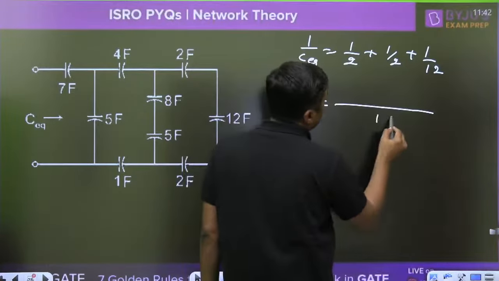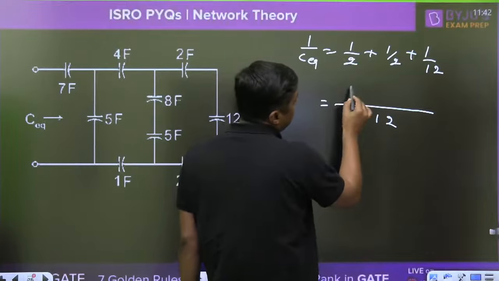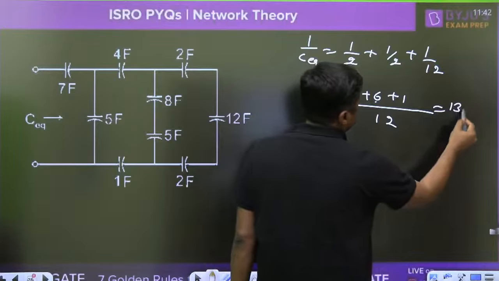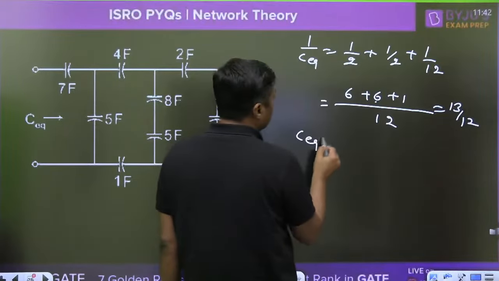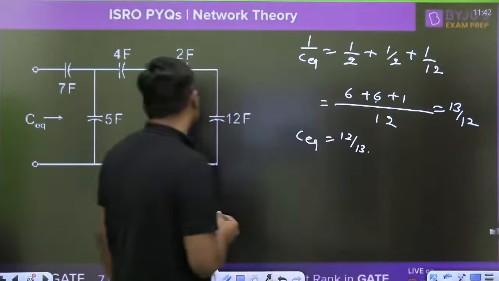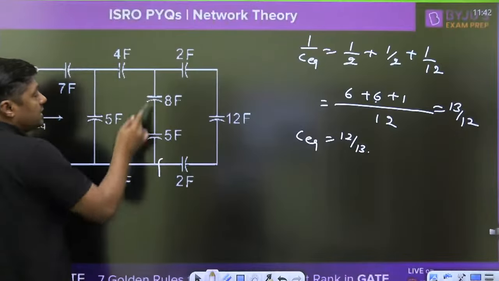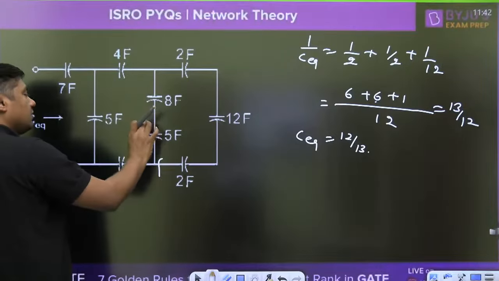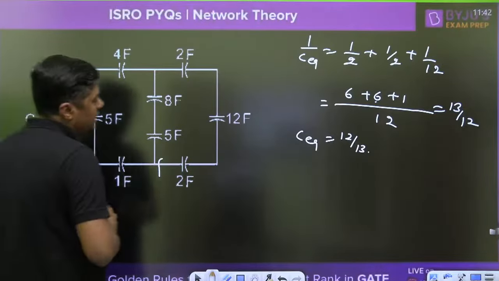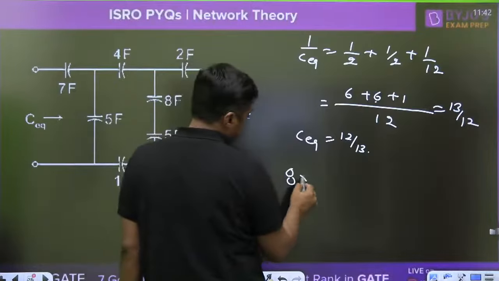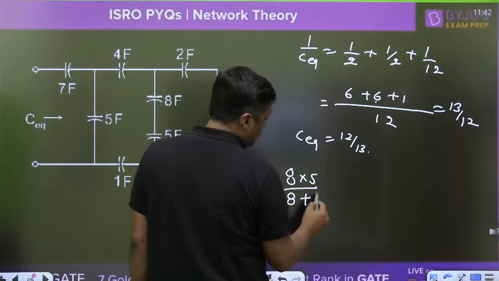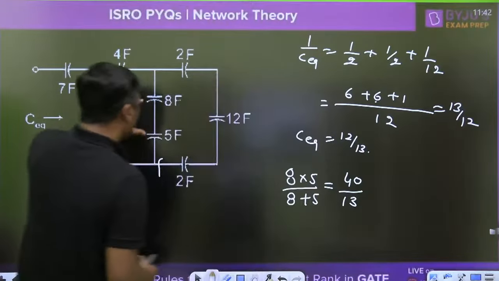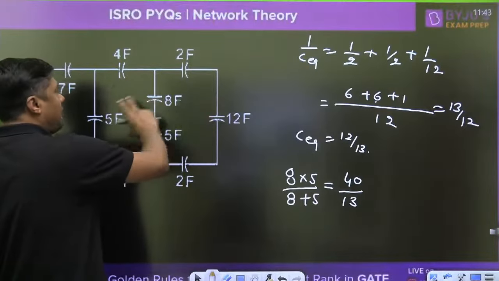This will become 12. And this is 6 plus 6 plus 1, 13 by 12. So the C equivalent is 12 by 13. Up to this point. And then 8 and 5. When you want to find 8 and 5, remember these are also in series. So what is 8 into 5 over 8 plus 5, directly, series? 40 by 13. Now this 40 by 13 and 12 by 13 are in parallel.